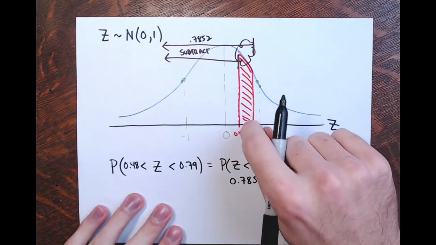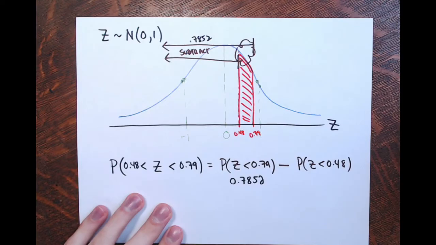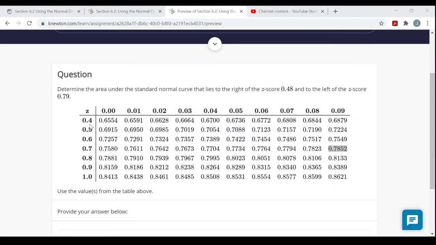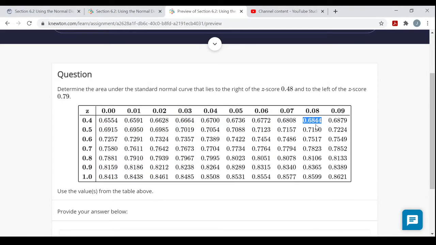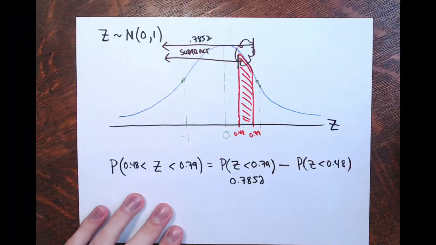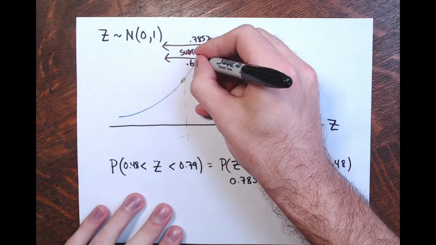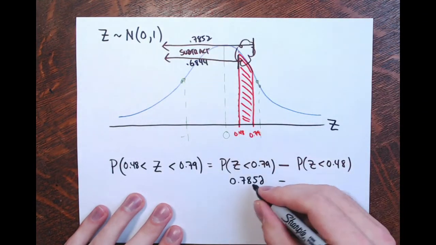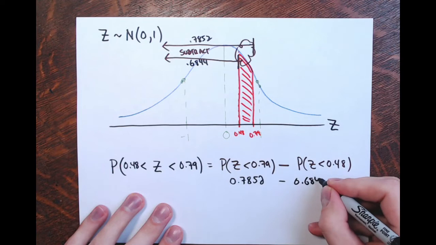All right, now I'm going to look up the z-score of 0.48. So 0.4 on the left, and then 0.08 here. That's this number here. All right, 0.6844. So the area to the left of the z-score of 0.48 is 68.44%. And we're going to subtract these. Right? So again, this is 0.6844. So I got 0.7852 minus 0.6844.